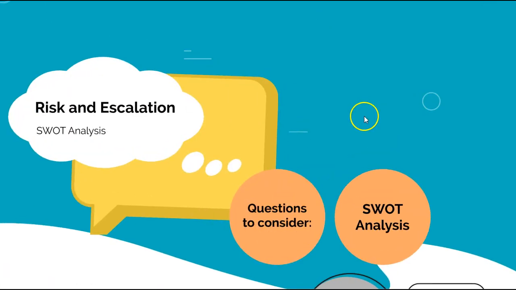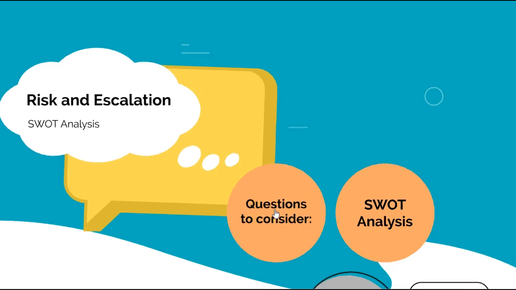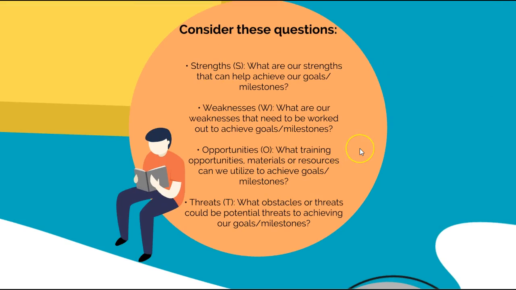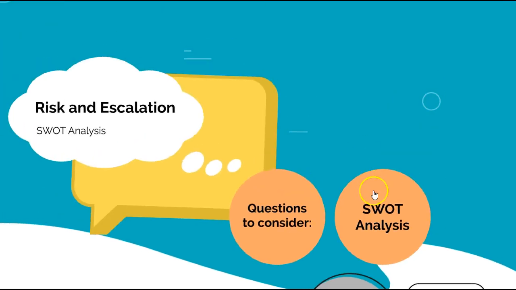So lastly, the risk and escalation or SWOT analysis. There's questions to first consider before you dive into your SWOT analysis. Strengths. What are your strengths that can help achieve your goals and milestones? Weaknesses. What are your weaknesses that need to be worked on to achieve these goals and milestones? Opportunities. What training opportunities, materials, or resources can we utilize to achieve goals and milestones? And threats. What obstacles or threats could be potential threats to achieving these goals or milestones?